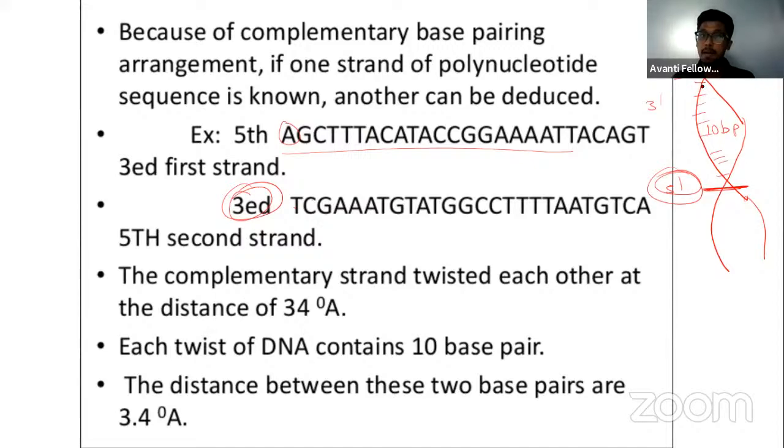When I say base pairs, pairs means what? You know, that one and its opposite pair. So I have 10 base pairs like this. Now, the distance of the whole turn is what? It is around 34 angstroms. And each turn has 10 base pairs roughly. So the distance between each base pair, you can divide it, is 3.4 angstroms.